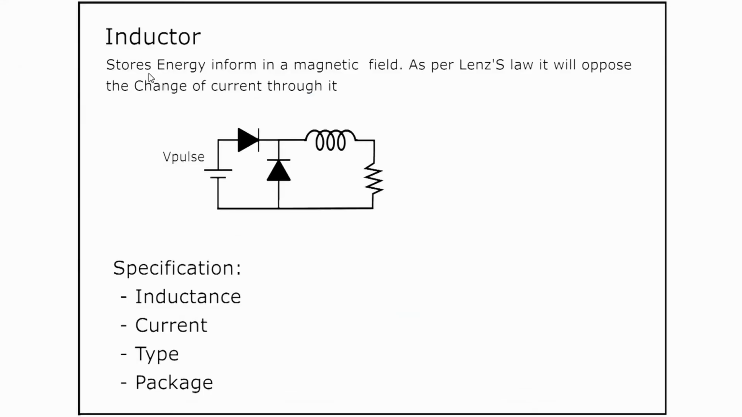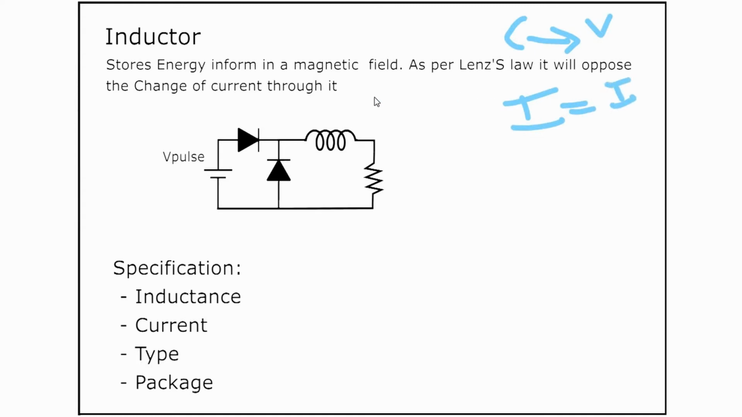Now let's look at an inductor. An inductor is a component which stores energy in the form of a magnetic field. When current is flowing through the inductor, it will generate a magnetic field around it, and this magnetic field will store the energy. Just as a capacitor stores energy as an electric field, an inductor does it in the form of a magnetic field. A capacitor was acting as a voltage source; an inductor will act as a current source.